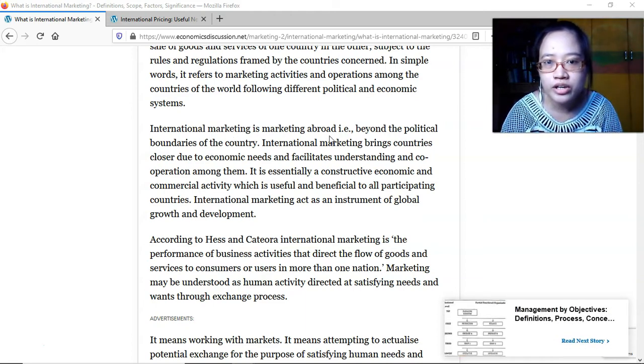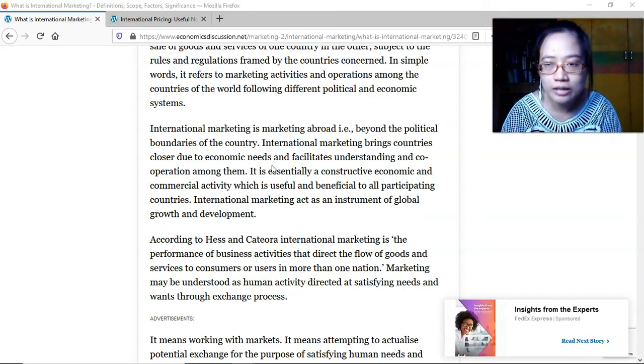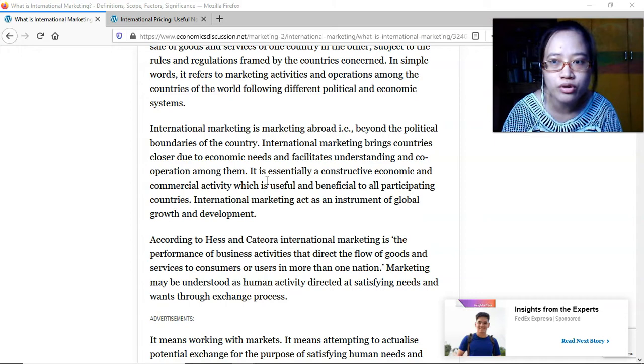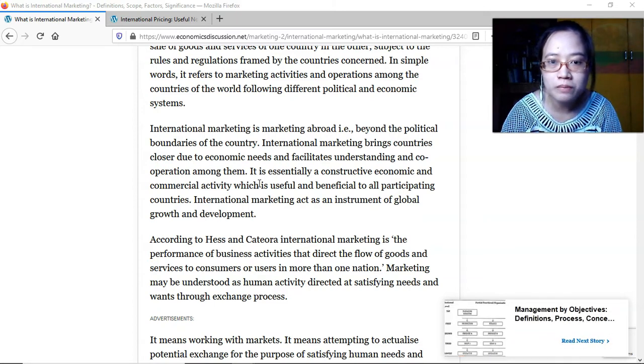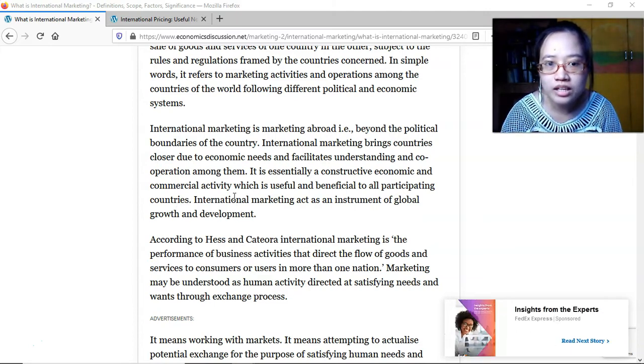International marketing is marketing abroad beyond the political boundaries of the country, brings countries closer due to economic needs, and facilitates understanding and cooperation among them. Okay, especially for countries that have different resources, different needs, and it would be much easier for them to simply import the products rather than producing them themselves. Essentially, a constructive economic and commercial activity which is useful and beneficial to all participating countries.